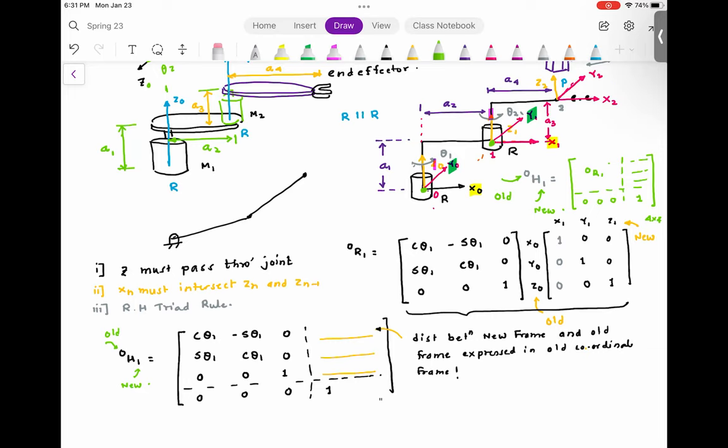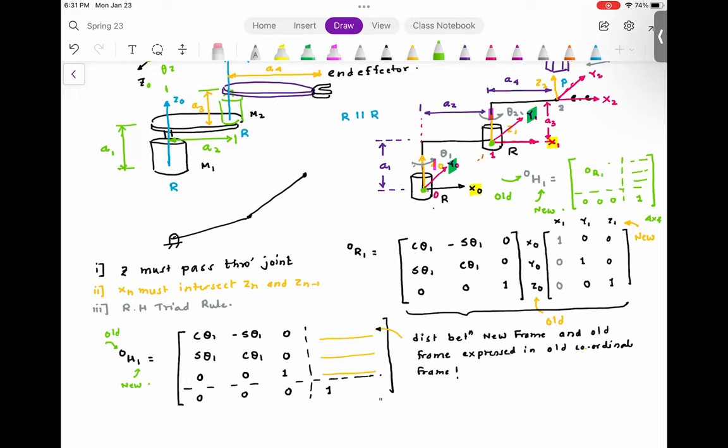What I have shown here is the kinematic diagram. Kinematic diagram means all the joint variables are zero. Kinematic diagram is drawn when all the joint variables are zero. Right now, I capture this rotation transformation and this projection matrix. Now, I need to find the translation between the old frame and the new frame in the old coordinate system. Old to new in old frame.